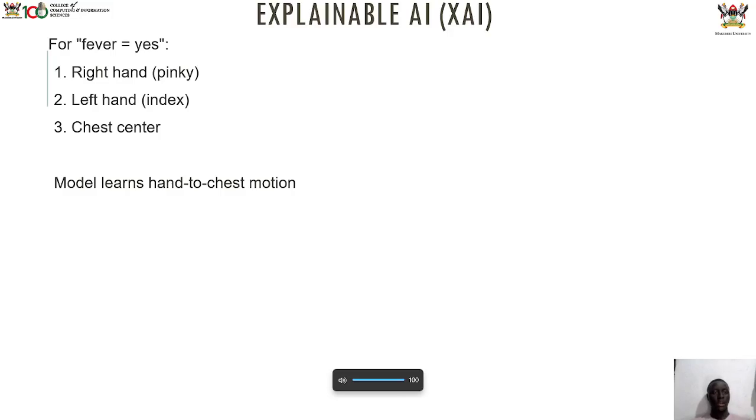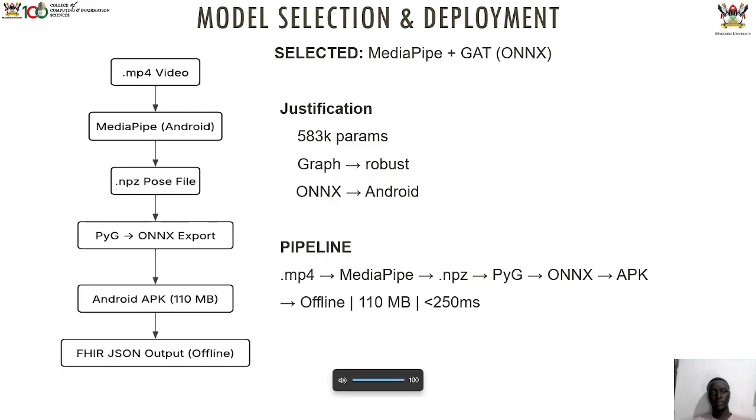So now on this part we added explainability to see which joints the AI focuses on. For example, for the sign fever, it pays attention to the right pinky, the left hand finger, then the left index finger plus the chest center. So the model actually aligned the hand to chest motion, confirming that it reasons correctly like humans.